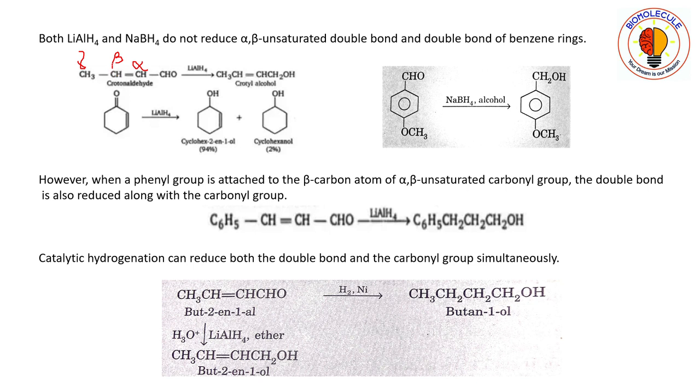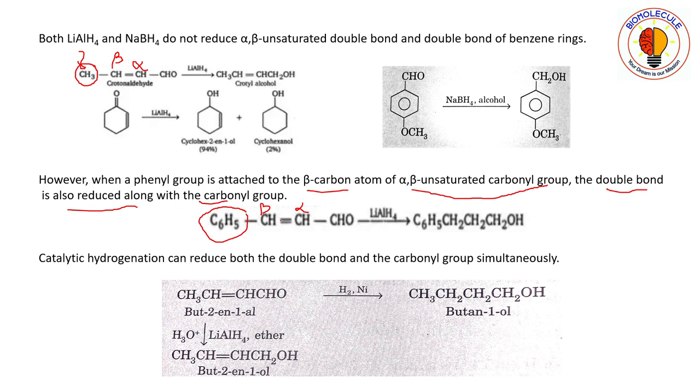So in crotonaldehyde, the beta carbon contains a methyl group, whereas this is cinnamaldehyde. In cinnamaldehyde, this one is the alpha carbon, this one is the beta carbon. In cinnamaldehyde, the beta carbon contains a phenyl group, that is a benzene ring. So however, when a phenyl group is attached to the beta carbon atom of an alpha beta unsaturated carbonyl group, the double bond is also reduced along with the carbonyl group.